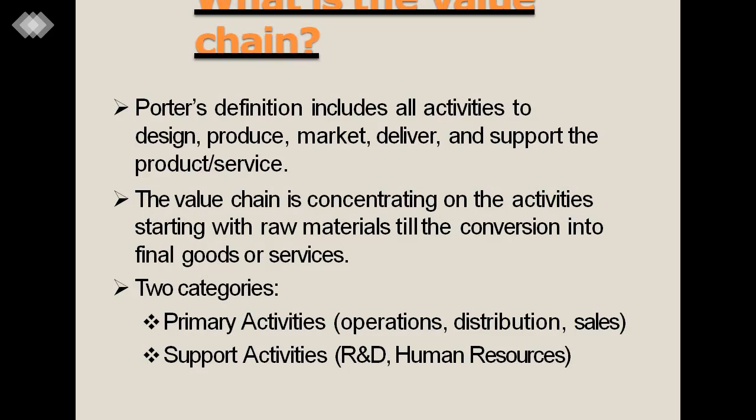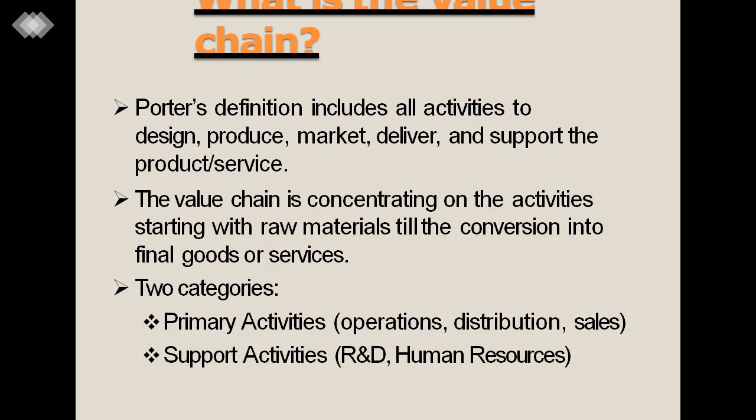What is the value chain? We have also covered the definition of the value chain in our first slide, which was the introduction to the value chain. So here again we will learn some definitions related to the value chain. Porter's definition includes all activities to design, produce, market, deliver, and support the products or services. It concentrates on the activities starting with raw materials until the conversion into final goods or services. Here are the two categories of the value chain. First is primary activities and second is support activities.